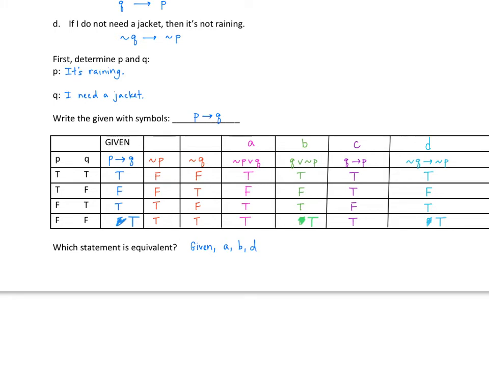And what you should notice is that our given statement has the same truth value as our A statement, which was not P or Q, which is the same truth values as our B statement, which was Q or not P, which is the same truth values as our D statement, not Q implies not P. So which statements are equivalent? The given, statement A, B, and D.